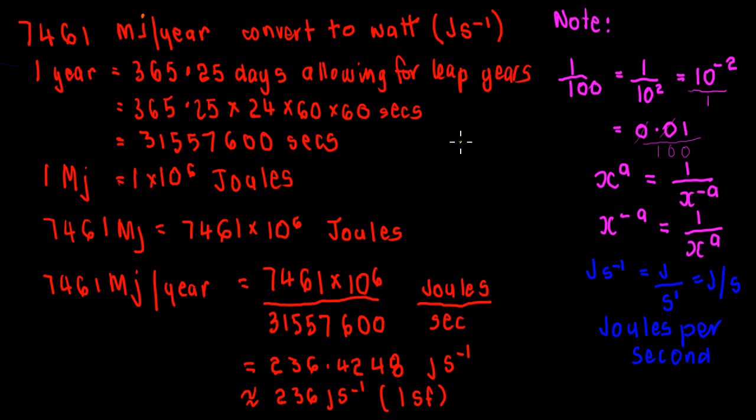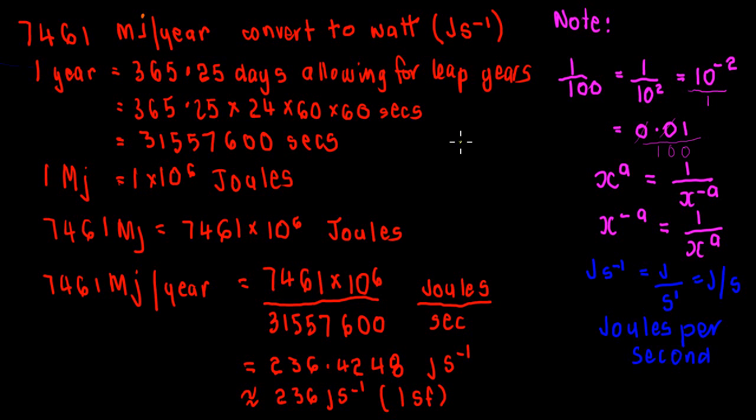Alright, now let's get back to the problem. Now 1 year is approximately 365.25 days. That's sort of allowing for leap year. It's the time it takes the Earth to go around the sun once. It's actually 0.24 something, but we'll go 0.25. It's close enough.